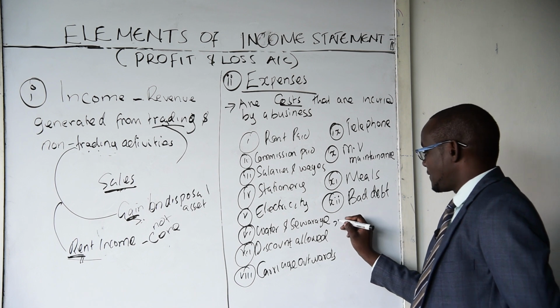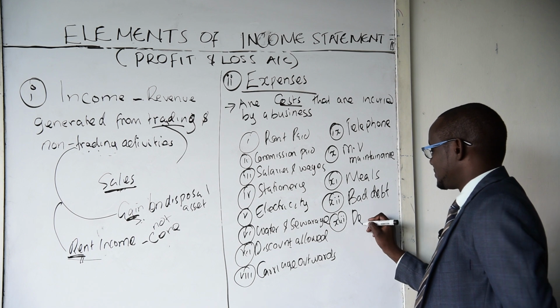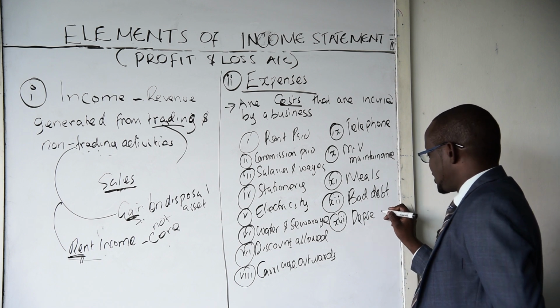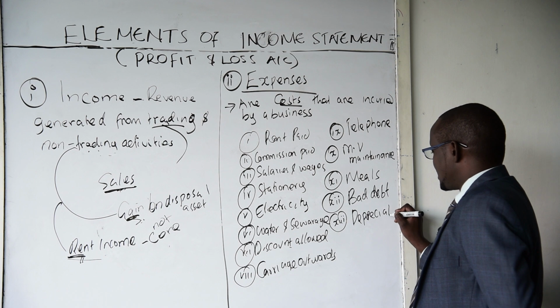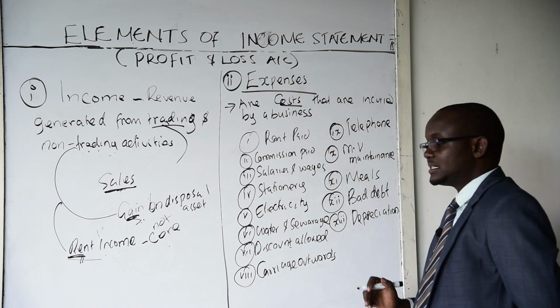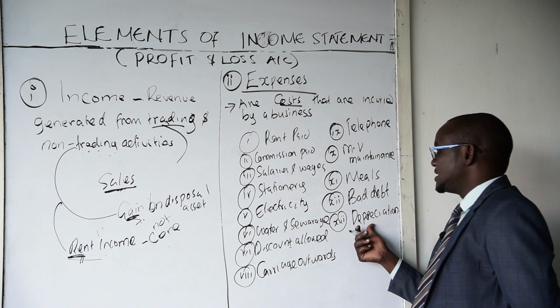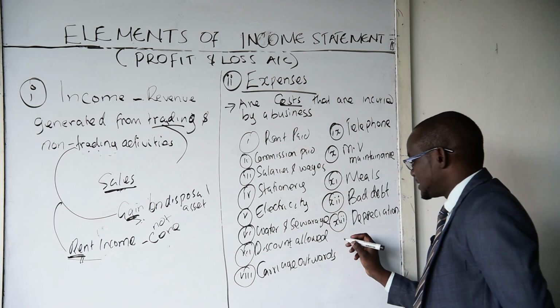We also have what we call depreciation. That is, decrease in value of an asset is an expense to business. When an asset decreases in value, we call it depreciation, and that is an expense.